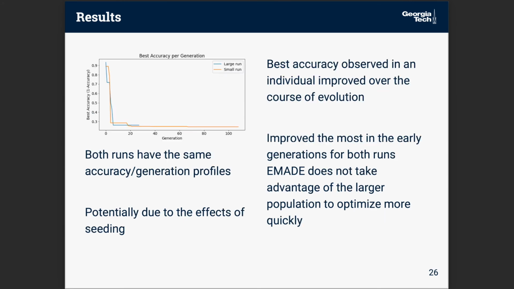If we dive deeper into results, we see that both runs have the same general accuracy and accuracy over generation profiles. Moreover, the best accuracy observed in an individual improved over the course of the evolution, but it primarily improved during the early generations. We can conclude that EMADE does not take advantage of the larger population to optimize more quickly, and we believe this may be potentially due to the effects of seeding.